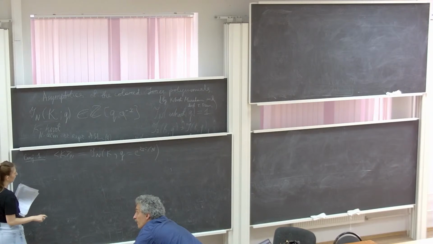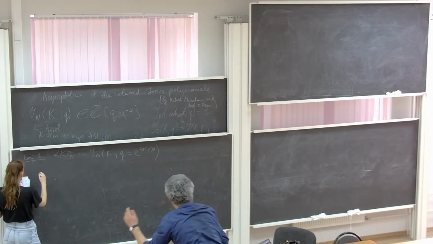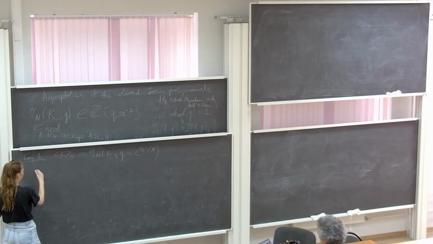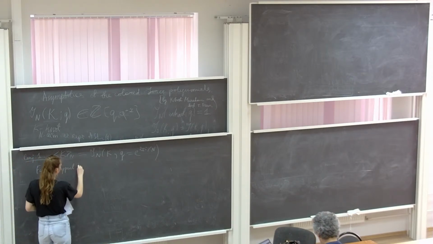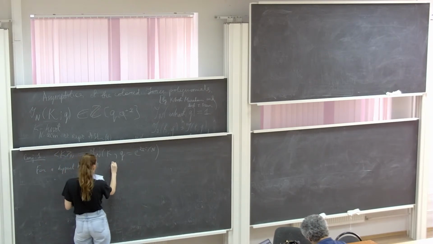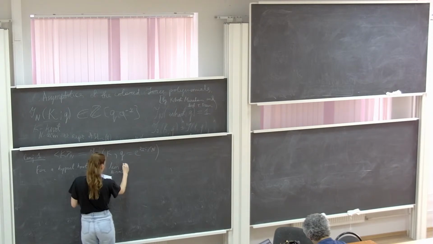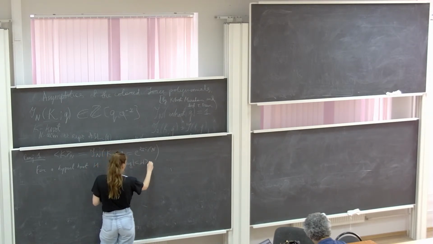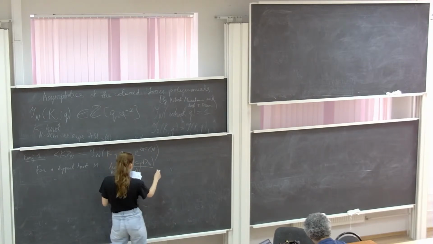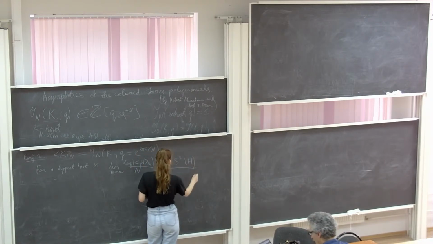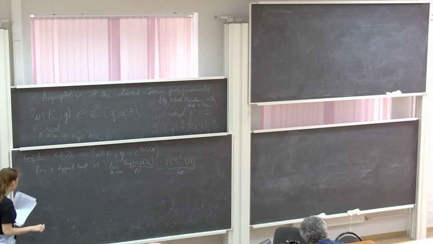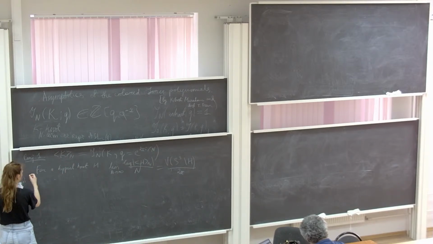So Kashaev studied this kind of invariant, and his conjecture was that for a hyperbolic knot, we have the following asymptotics: the logarithm divided by n equals just the hyperbolic volume of the complement of the knot in the sphere divided by 2 pi. This is the Kashaev conjecture.